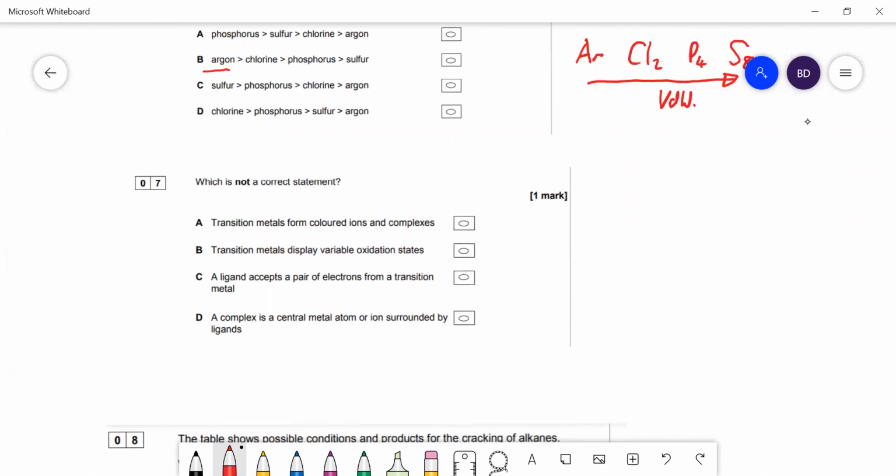Okay, which statement is not correct? Transition metals form colored ions and complexes, correct. Variable oxidation states, correct. A ligand accepts a pair of electrons. Well, it doesn't accept. The ligand donates the pair of electrons, doesn't it? So like in water, the lone pair forms a dative bond to the transition metal ion. So that one's the answer, because it's wrong. Okay, and D, of course, that's correct as well, isn't it?